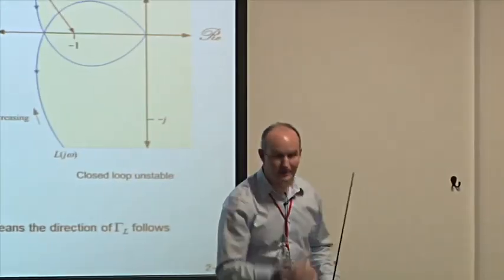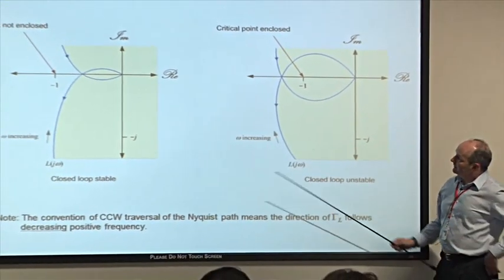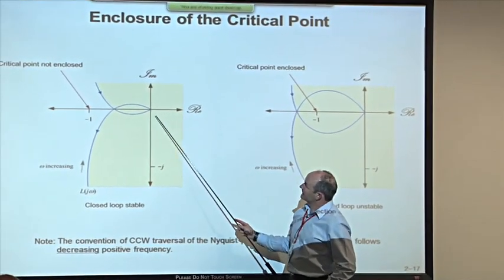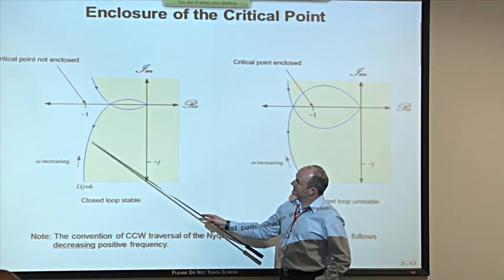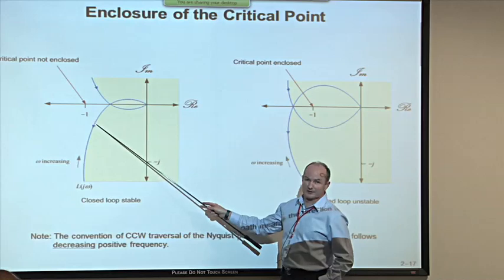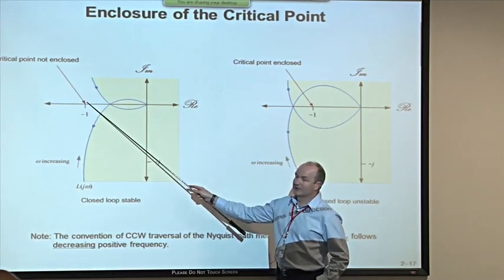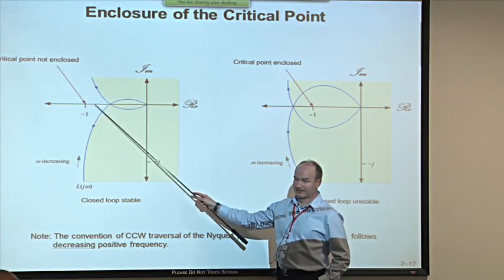So let me show you an example of a stable and an unstable system. Now, on the left I have a stable system, open loop stable and closed loop stable. And the Nyquist curve, this is the curve for positive frequencies, does not enclose this. We're going around it in a counterclockwise direction, remember. All the points on our left are enclosed. The critical point is not among them, so this is a closed loop stable system.